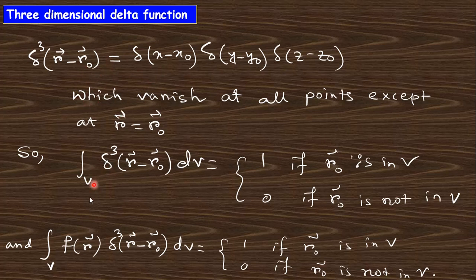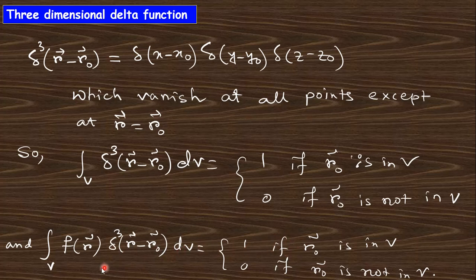Okay, so if you take the total integration, this will give you 1 when r0 lies within this volume, and this becomes 0 when r0 does not lie within V, right? And finally this property is also satisfied, that this equals that.